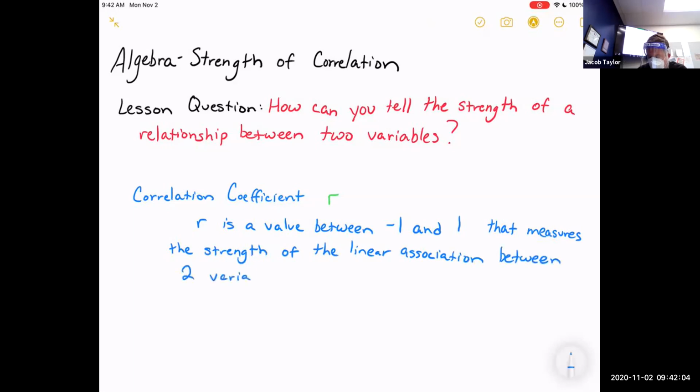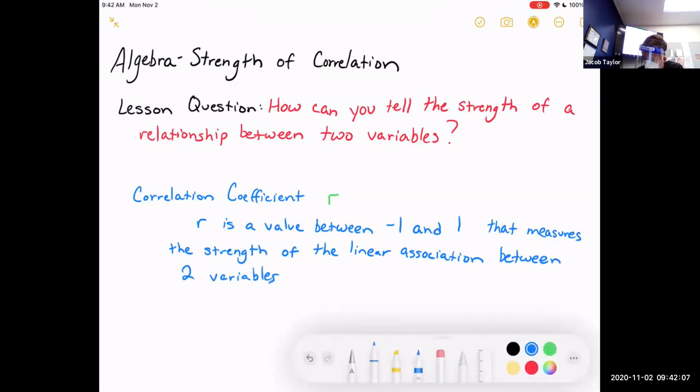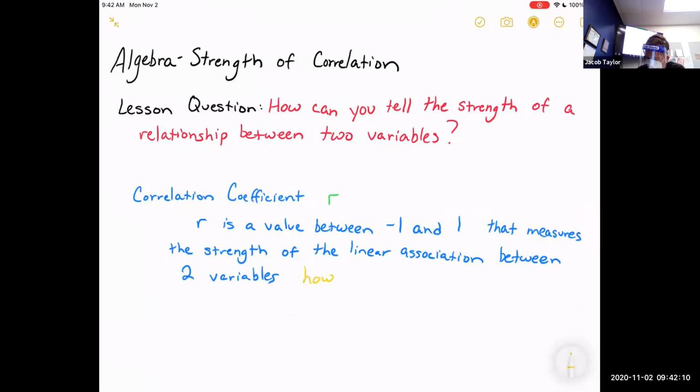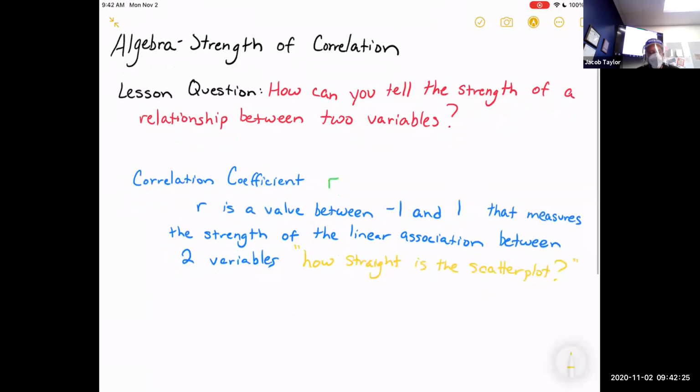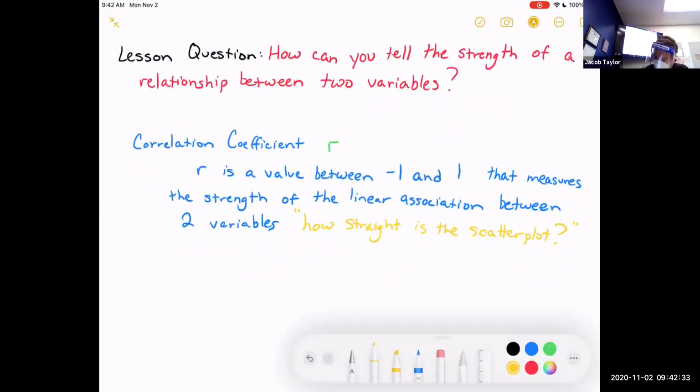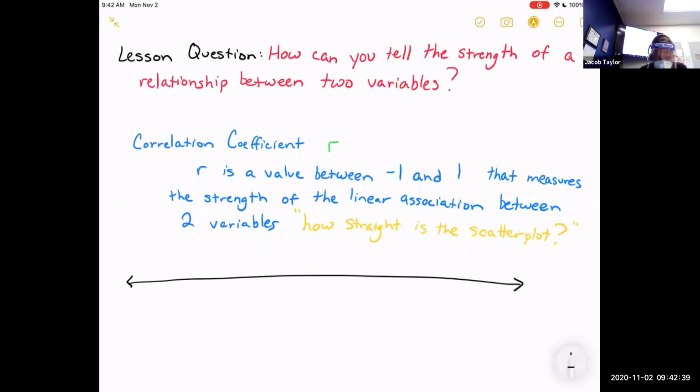Now that's the official textbook definition, but in general, you can think of this as how straight is the scatter plot. That's really what r is. How straight is the scatter plot? So because all of our numbers are between -1 and +1, we can make a number line here to sort of talk about the straightness of a line. So we'll put on one end -1 and on the other end +1, and we'll put 0 right here in the middle.